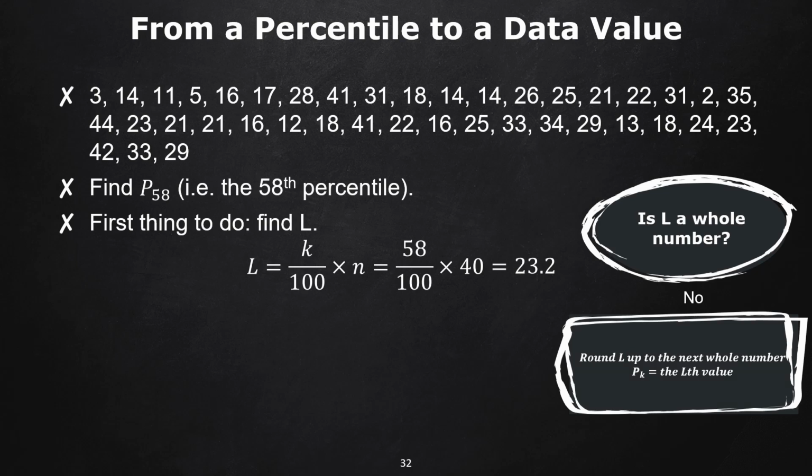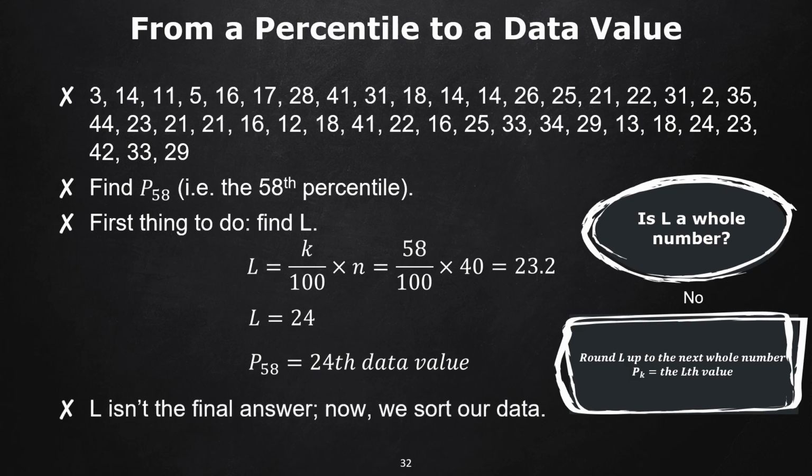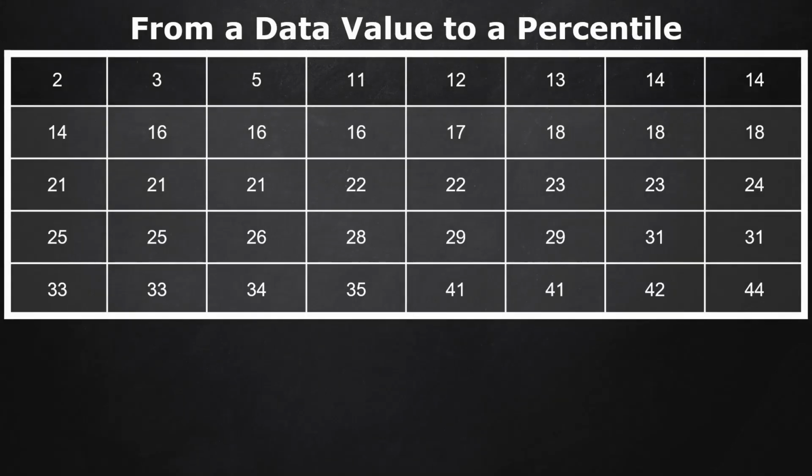So in our problem, we round 23 up. No matter what the decimal point is, we just round up to the next whole number. So that's a 24. So then the 58th percentile will be the 24th data value in our sorted data set. And as I mentioned, L is not the final answer. It helps us find the final answer. So let's sort our data once more. Bam. There we go. So just copying a few values from before. L is 24. And that tells us that the 58th percentile will be the 24th data value.